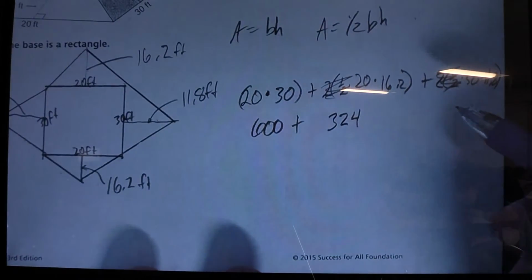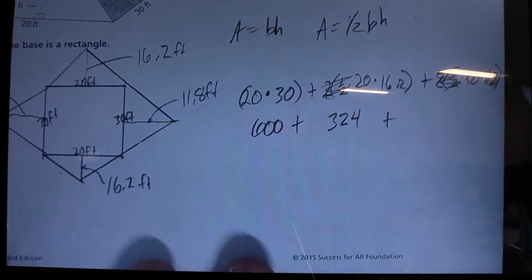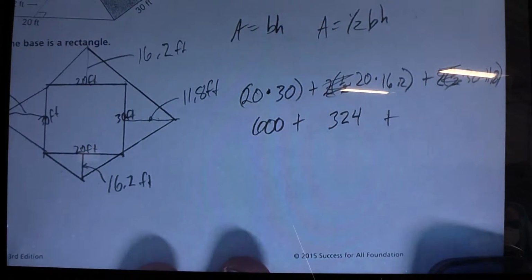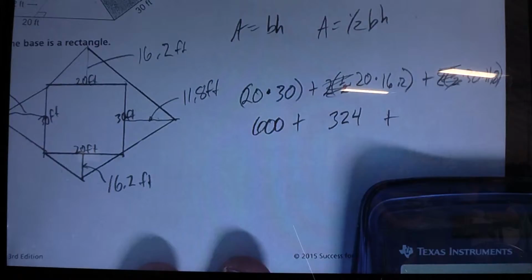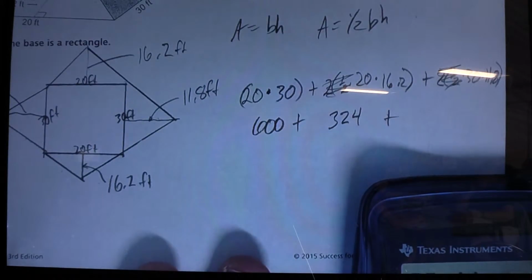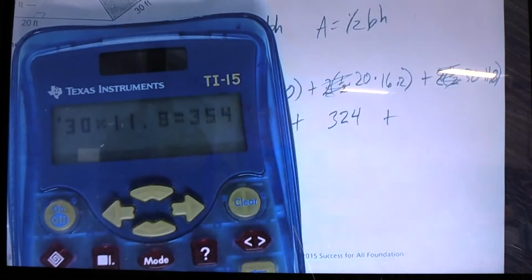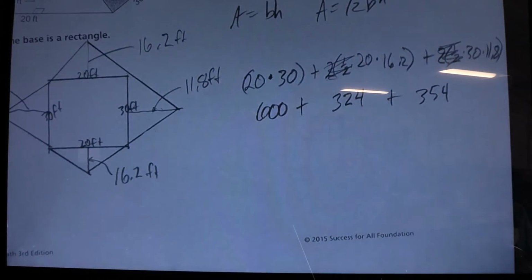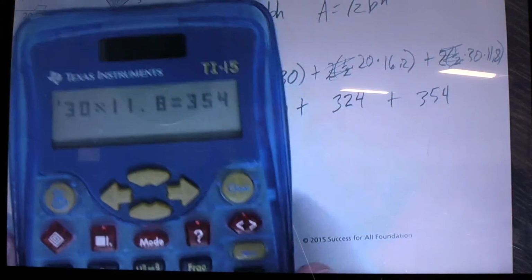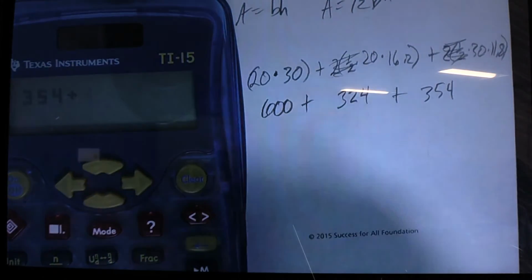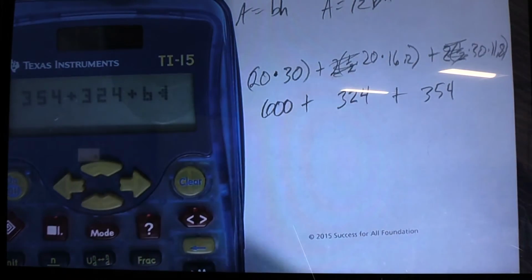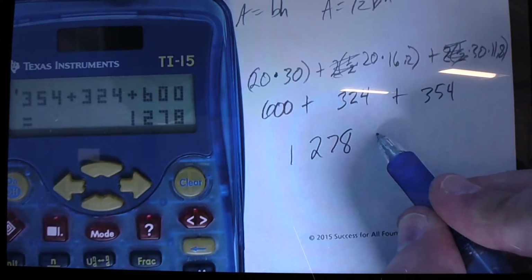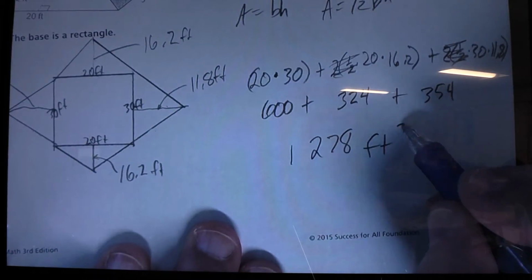324, and then I've got 30 times 11.8, and I'm going to use a calculator on this one just to speed things up, because even though I'm not in a hurry, I don't want to take longer than I need to and bore my students to death. So that's going to be 354. Now I just have to add those all together. So 354 plus 324 plus 600, and it gave me 1,278, and our unit to measure is feet square.